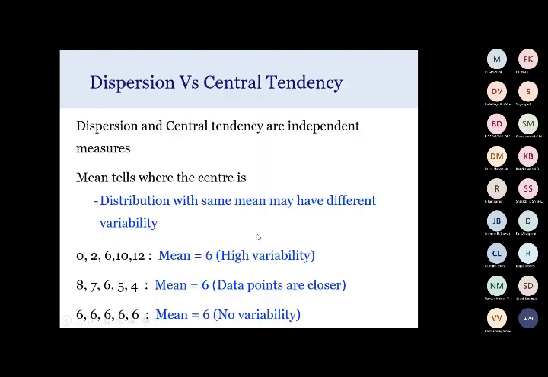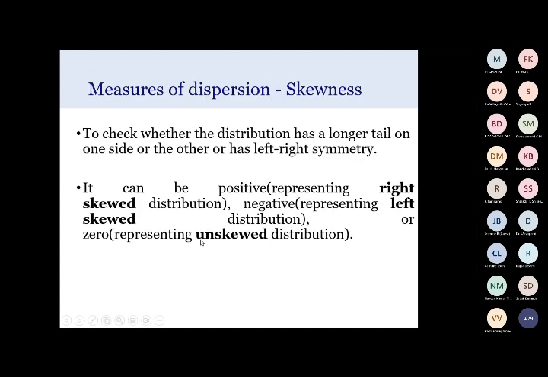If you look at this particular example, we have the data 0, 6, 10, 12. The mean is 6, and it has the highest variability. Here the mean value is also 6, but the data points are much closer, so there are not many variations. If you take this example, you could see there are no variations at all. So how are we identifying the variation? We are subtracting the mean from each and every data point. That is how we are identifying the dispersion.